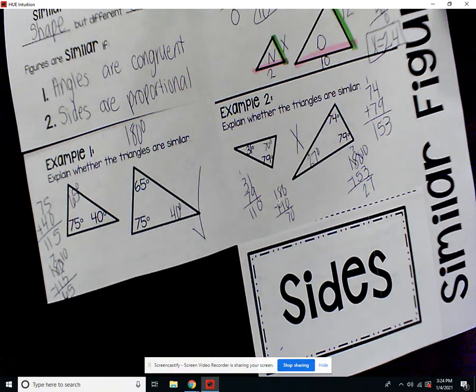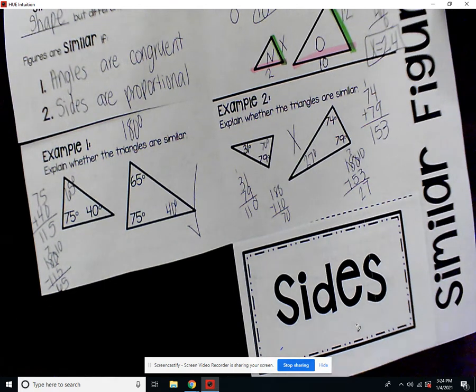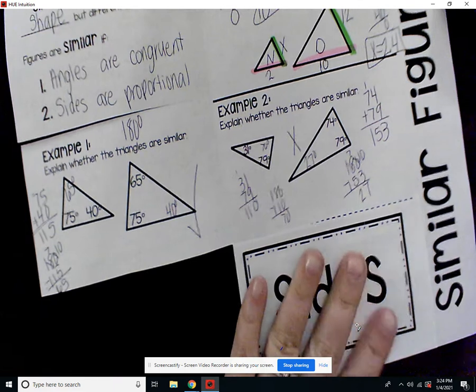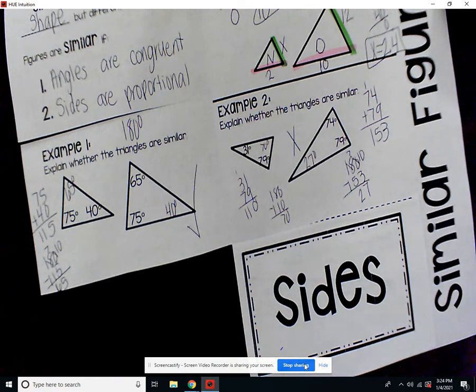All right, so tomorrow we will come back and do the bottom section, so hang on to these notes, and these will get a little bit more complicated. Today we're just keeping it simple. So watch the next video for more detail and information about similar figures.